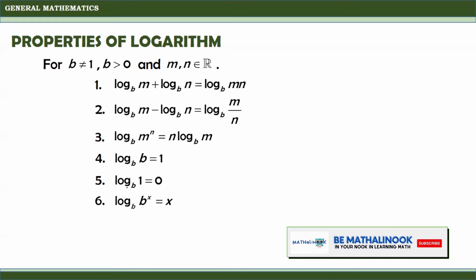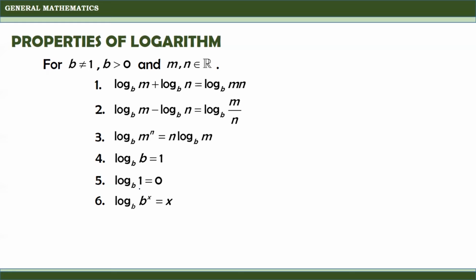Number 5. The logarithm of 1 to the base b is equal to 0. Meaning, if the power is equal to 1, then the logarithmic expression will be equal to 0. This property came from the concept that for any base b, when we raise it to 0, then the value is always equal to 1.